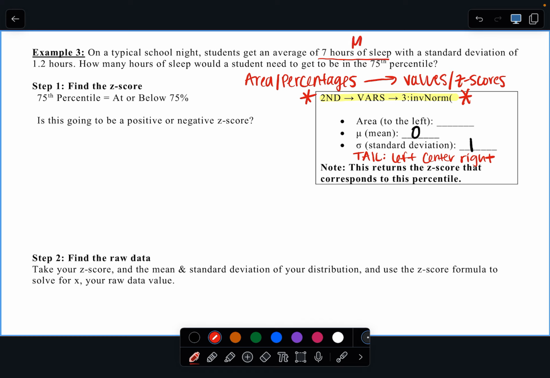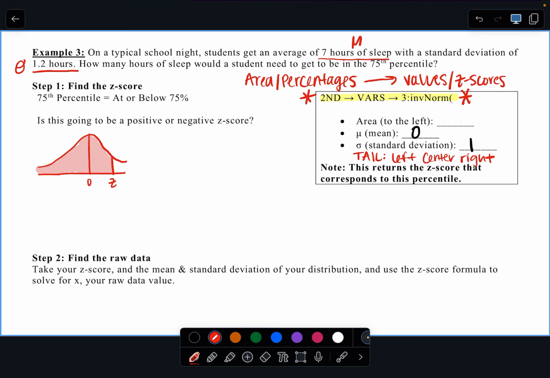So the first question says, on a typical school night, students get an average of 7 hours of sleep with a standard deviation of 1.2 hours. How many hours of sleep would a student need to get to be in the 75th percentile? One thing to remember about percentiles is that whenever I have a normal distribution, it centers around the mean, which is the 50% mark. And then everything underneath represents a percentile. So if 50 is in the middle, I know 75 is going to go past that.